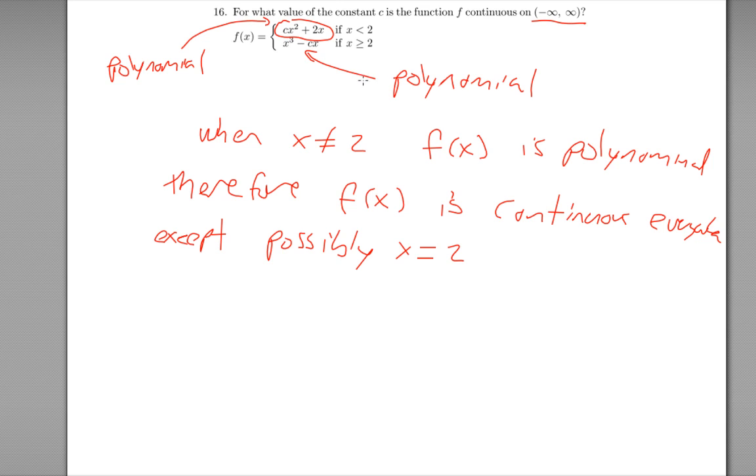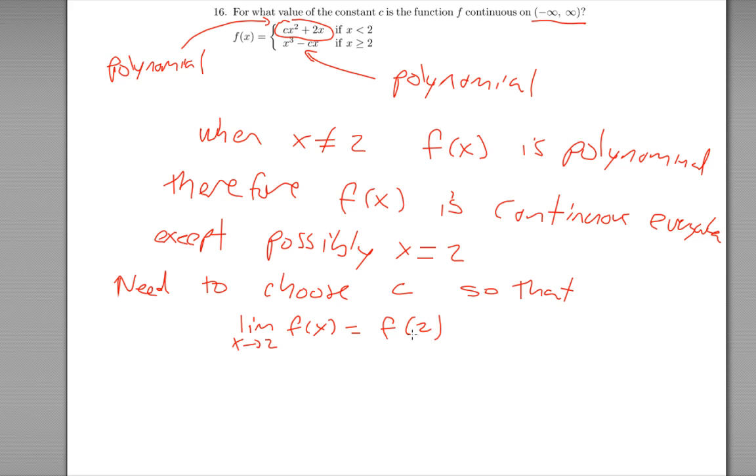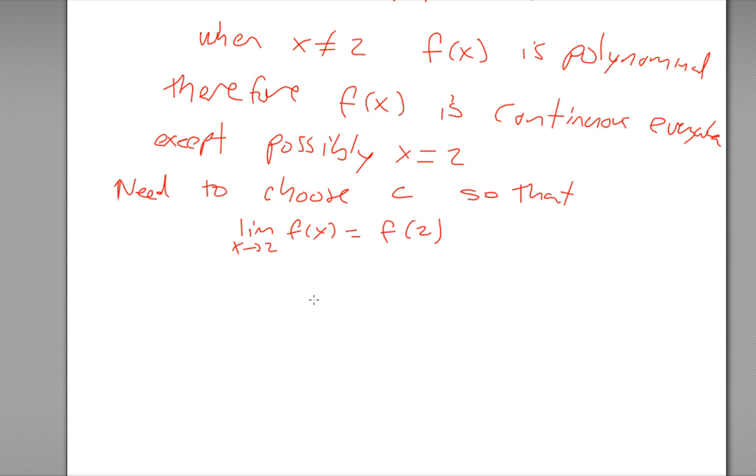The only place that something weird can happen is at x equals 2, when the functions change from one to the other. So what we need to make sure is that c is chosen so that the limit as x goes to 2 of f of x equals the function at 2. This will make sure it's continuous at 2, and we know it's continuous everywhere else, so then we know it's continuous everywhere. So let's just do that.